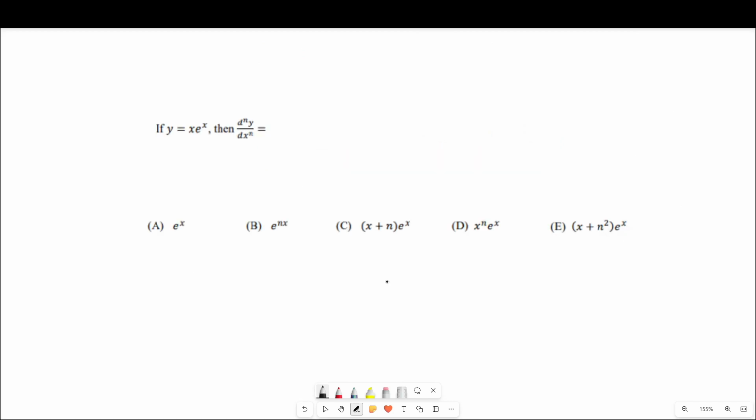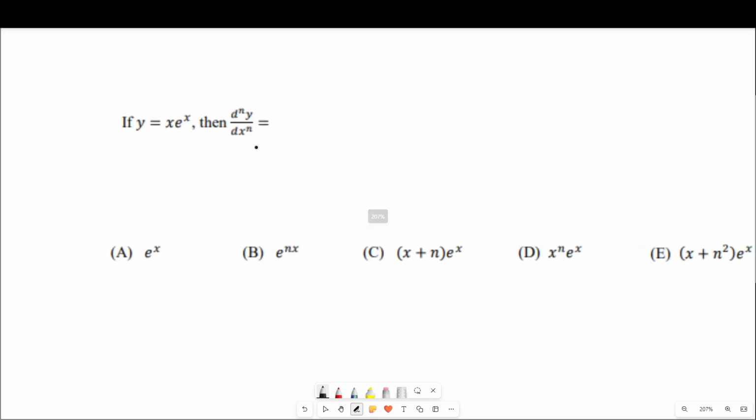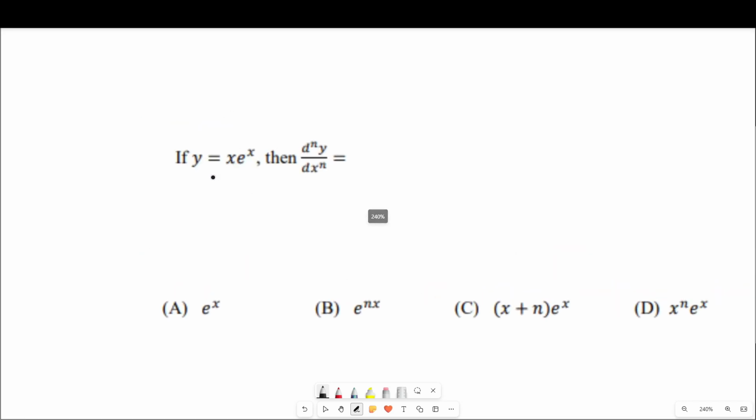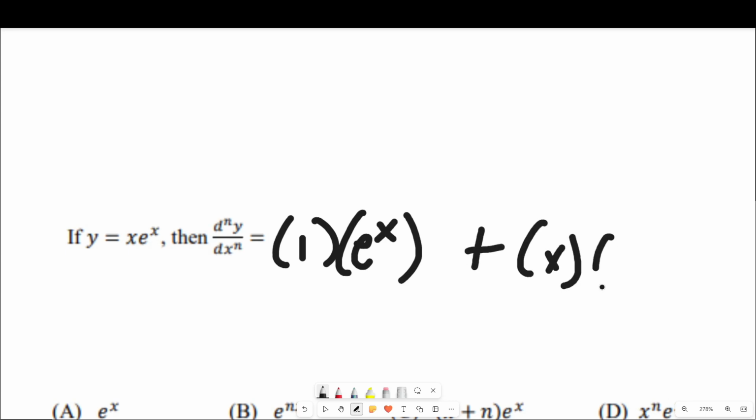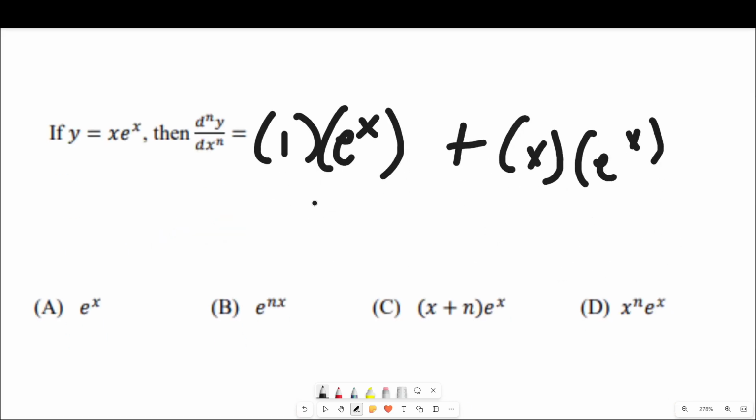So for this one, it might look confusing because it's not asking for a specific derivative, but rather the nth derivative. So what the derivative is going to look like if we keep on deriving it. So I'll show you an example. We got to take the derivative of x e to the x, and that's going to be product rule because x is its own function, e to the x is another function. So we got 1 times e to the x plus x times e to the x, and then you're just going to get e to the x plus x times e to the x. So that's the first derivative.